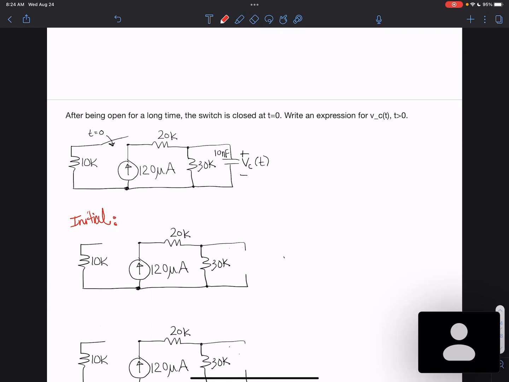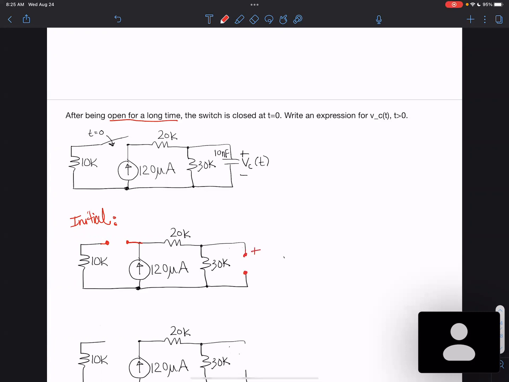So after being open for a long time would be the initial time. So I draw it in an open position for the switch. So that helps me determine where do I put the switch. And so this will be just an open here. And then what do we do with the capacitor after it's been sitting for a long time? Correct. So it's also going to be open here.